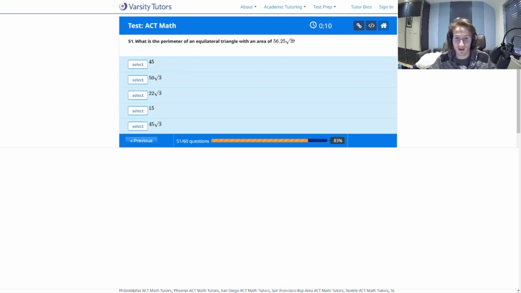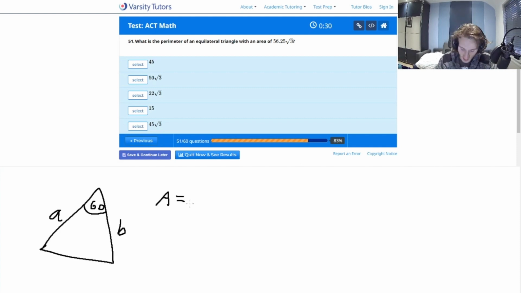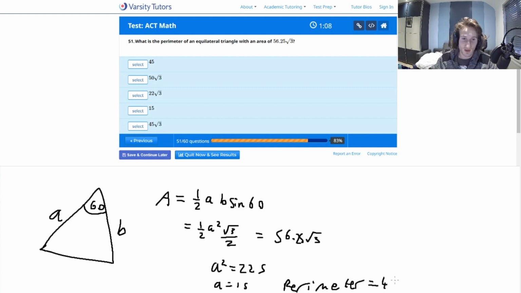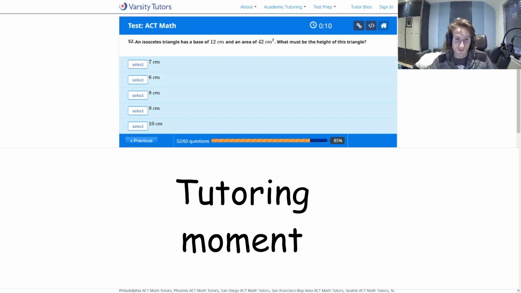What was the perimeter of an equilateral triangle with area of that? Area is 1/2 ab sine C. So we divide 56.25 root 3 by sine 60. Oh, hang on, my calculator's in radians. Hold on, give me a second. Yeah, 225, alright. So it's going to be 45. Okay, good.